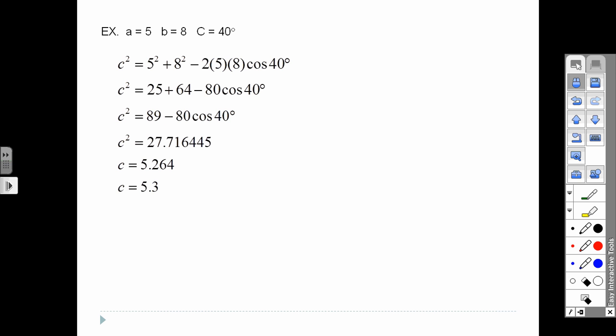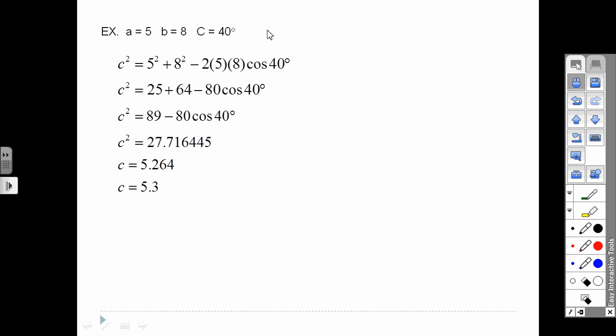So now we have all three sides. But more importantly, we have side C that correlates to angle C, because now we can use the law of sines to do the rest. And I think you would probably agree with me that the law of sines is a little easier to work with, a little less work than the law of cosines. Of course, if you want to use the law of cosines for the whole thing, you go right ahead. Nobody's going to stop you.